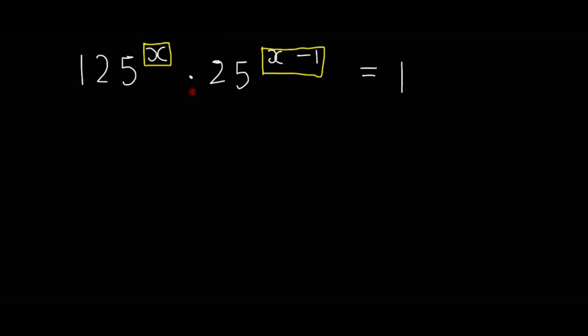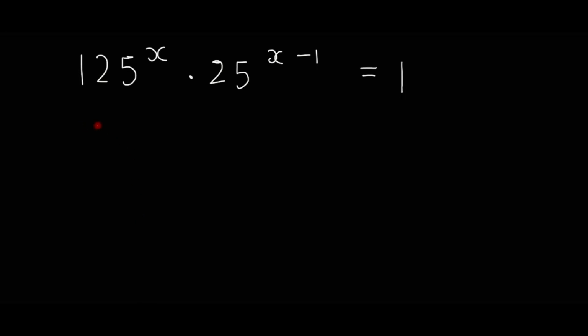And then now let's say we have 125 to the exponent x times 25 to the exponent x minus 1, and then let's say is equals to 1. Still we can see that our variables are exponents, and another thing you can see is that these numbers are separated by multiplication, not plus or minus. So from there the first thing to check, we want to check whether the bases that hold the exponents are equal.